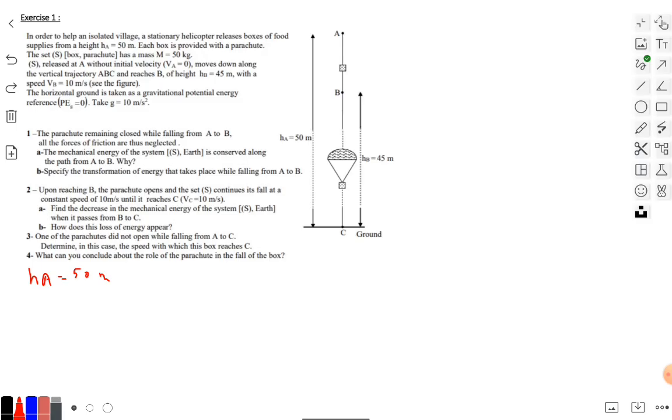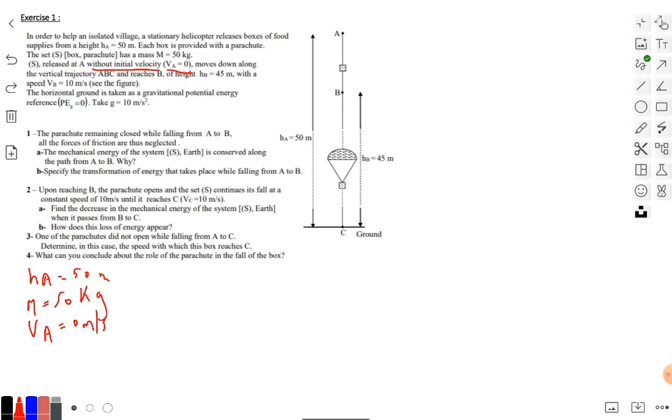Each box is provided with a parachute. The set S, box and parachute, has a mass m equal 50 kilograms. S is released at A without initial velocity. That means VA equal to 0, so VA equal to 0 meter per second.